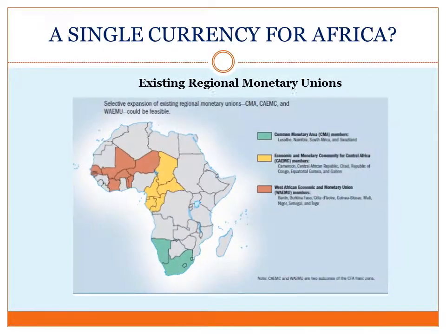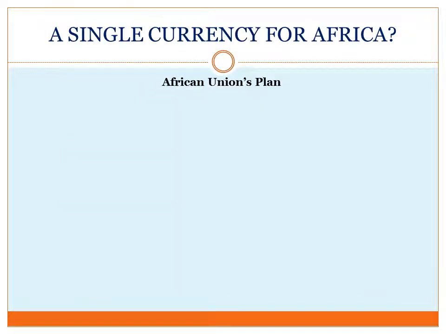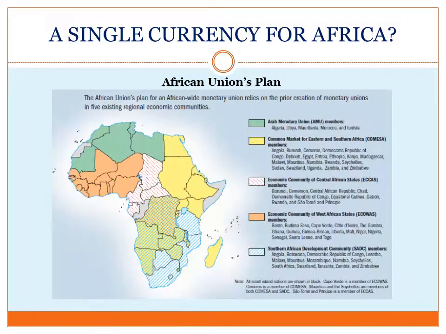Currently, there are three monetary unions that exist in Africa: the Common Monetary Area in the south, the Economic and Monetary Community of Central Africa in the center, and the West African Economic and Monetary Union in the west. In order to create the Afrozone, the African Union proposes expanding the three existing monetary unions into 5 larger monetary zones shown in this graph. Then these 5 can merge to form the Afrozone.